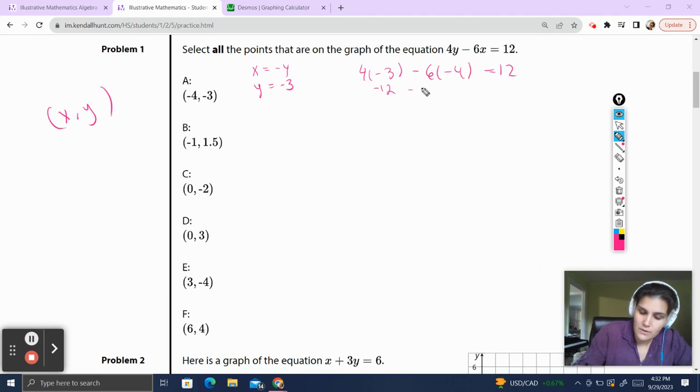4 times -3 is -12. We have double negatives here, so we're going to have -12 minus -24, which is equal to 12. This is equal to 12? No, this is not true, so it tells us that it is not on our graph. Let's go ahead and do the second one.